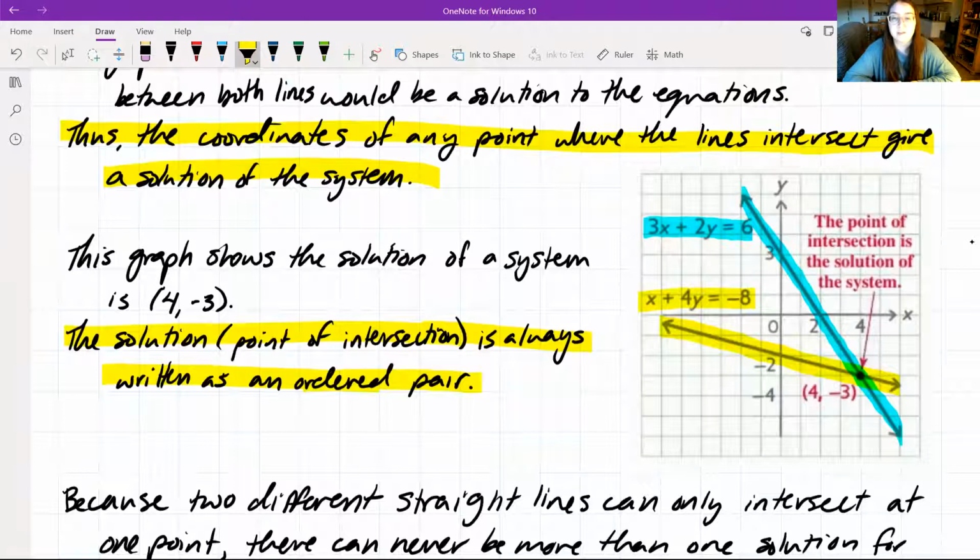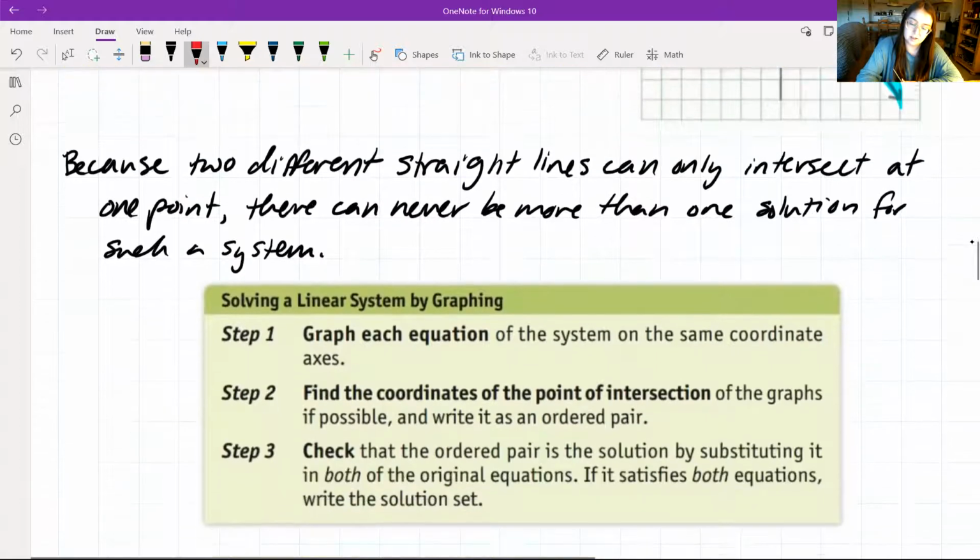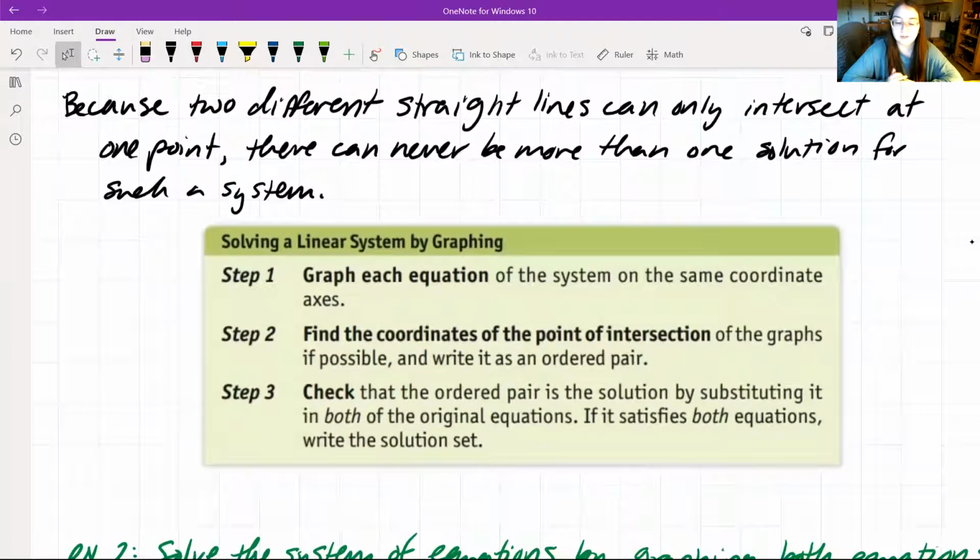The solution, or the point of intersection, is always written as an ordered pair. And remember now that our point of intersection is this point here. So this means that (4, -3) is our solution. So we've plotted both of our lines, and we just looked for the place where they intersect. Because 2 different straight lines can only intersect at one point, there can never be more than one solution for such a system. 2 straight lines will only intersect once. So our solution set should only include one ordered pair.